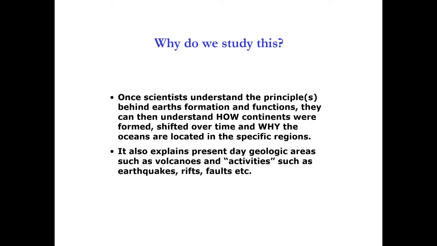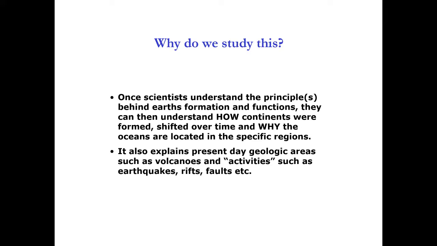Okay, so we study this because one scientist can understand the principles behind Earth's formation and function, which of course started at the Big Bang, went through Earth's concentric layers and then the ocean formation. We can then understand how continents were formed, how they shifted, and of course we know they shifted because all those maps I just showed you show that they were not the same 540 million years ago as they are now, and of course why the oceans are located in specific regions.